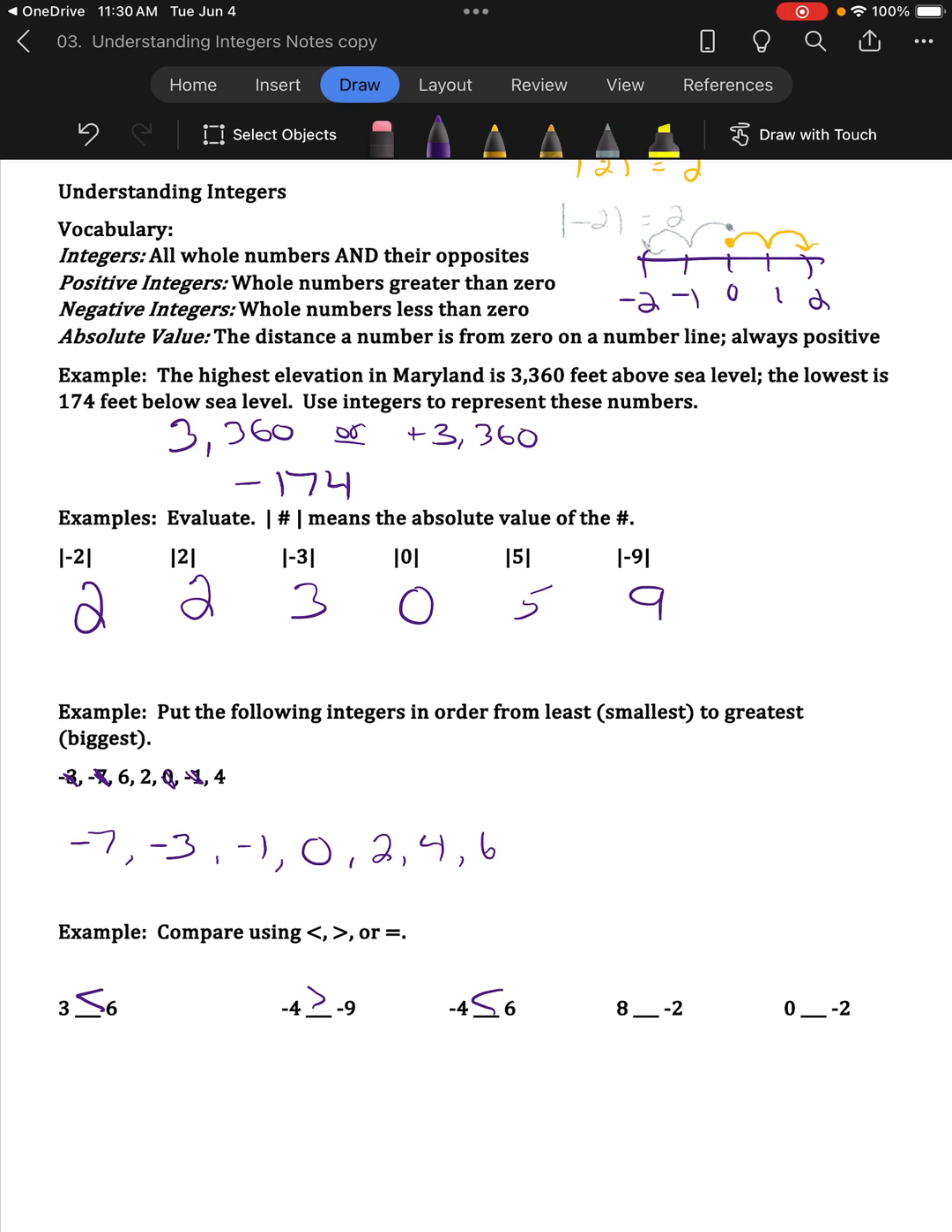The fourth example asks us to compare 8 with -2. Again, we have a positive and a negative. The positive will always be larger than the negative. 8 is greater than -2. And finally, we are asked to compare 0 with -2. 0 is always larger than negative numbers. It is always smaller than positive numbers. So for this last example, 0 is greater than -2.